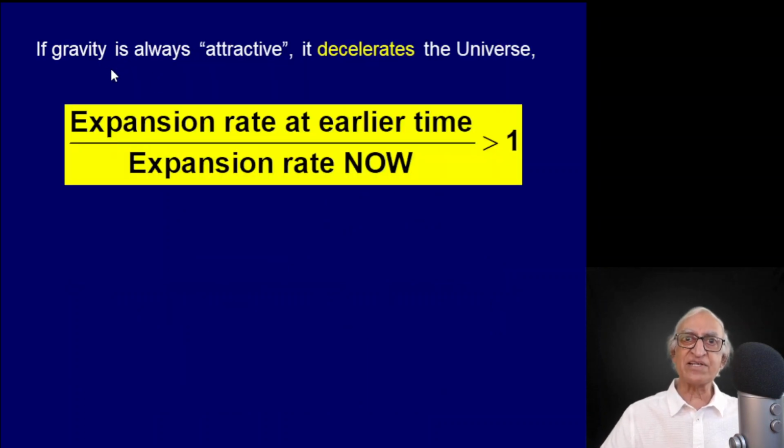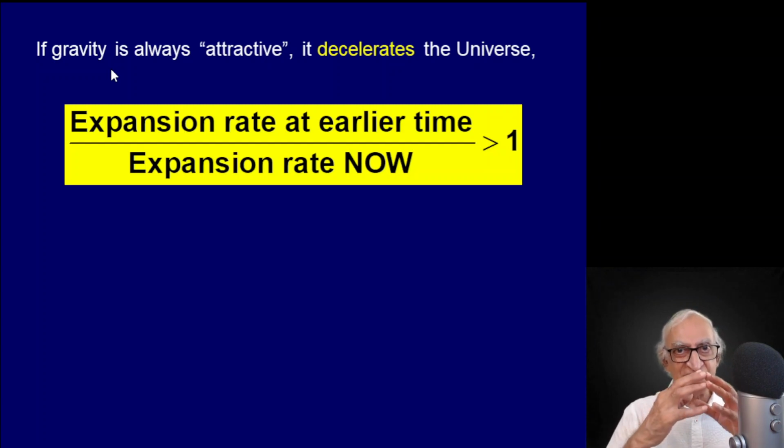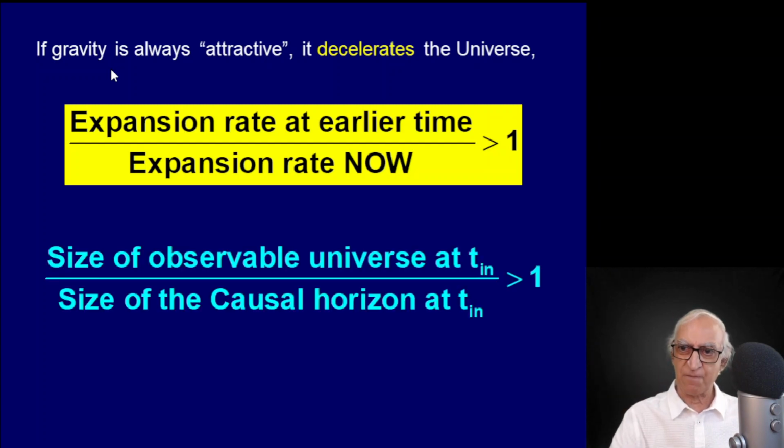So now, if gravity is always attractive, so far we have grown up with gravity always being attractive, then it will decelerate the universe. Yes, the universe is expanding, but the matter in the universe will be trying to pull the universe back. That's why the universe must be decelerating. Or R, as a function of t, must be a curve like this, which is a decelerating universe. Therefore, the size of the observable universe at an earlier time divided by the size of the causal horizon at an earlier time, which is equal to this ratio, is greater than 1.